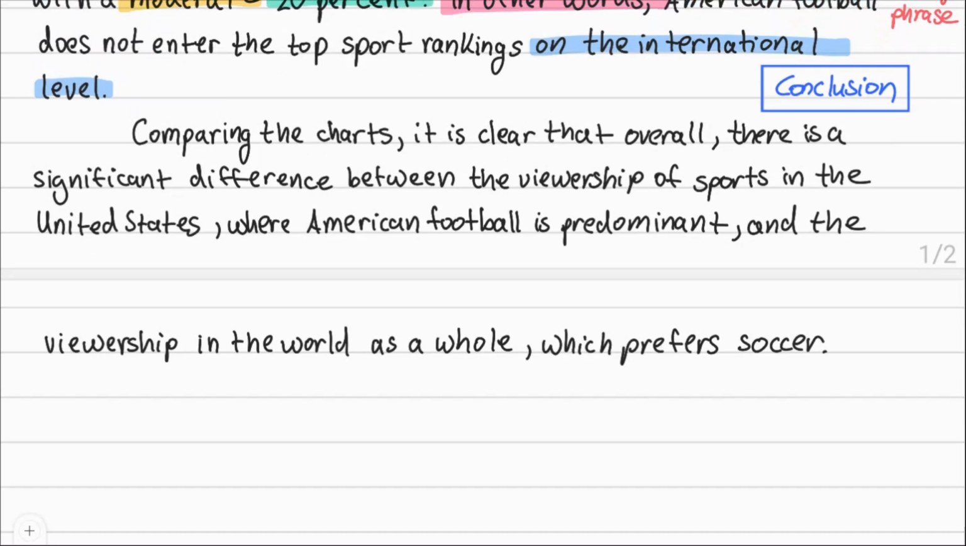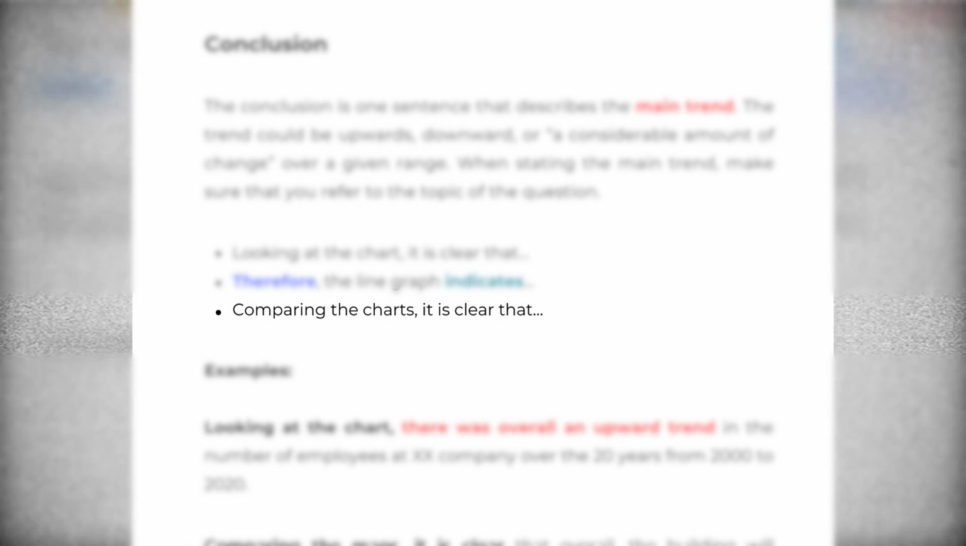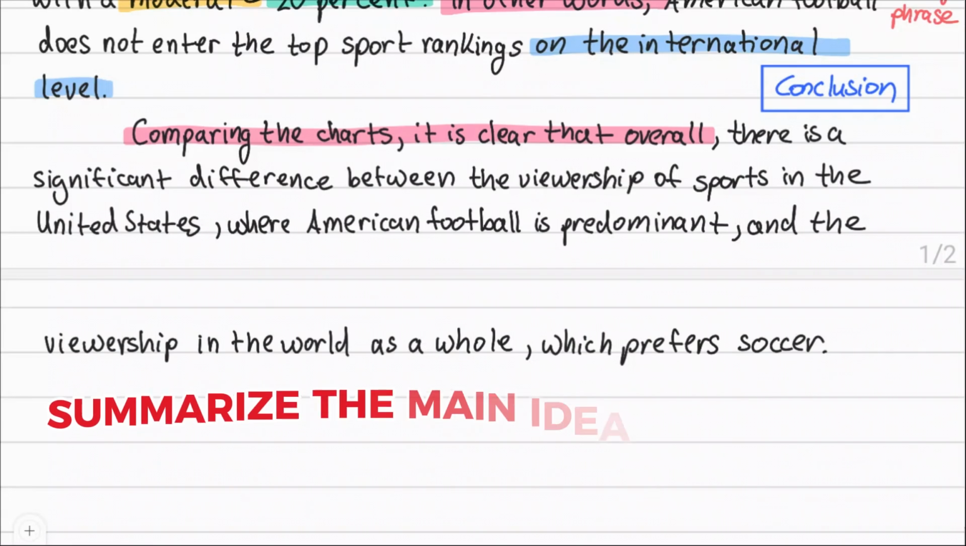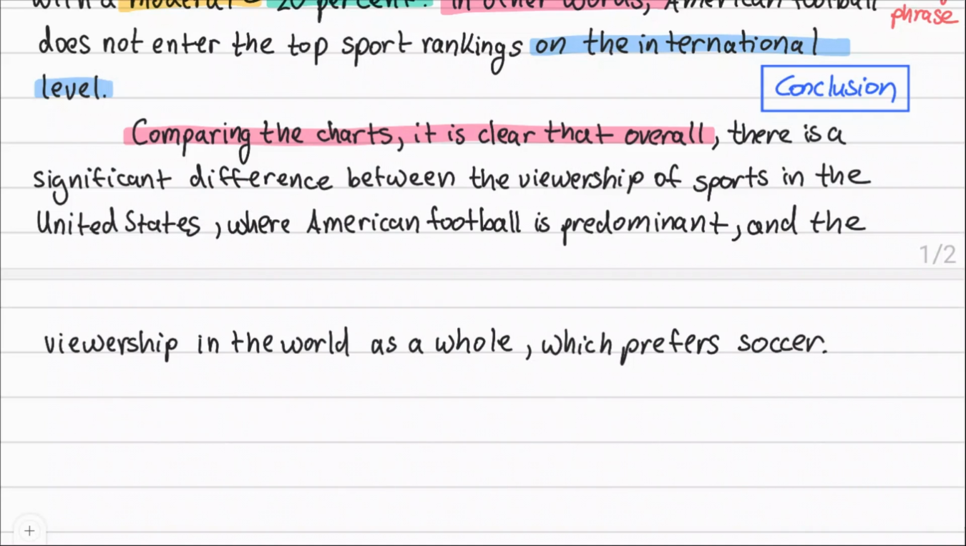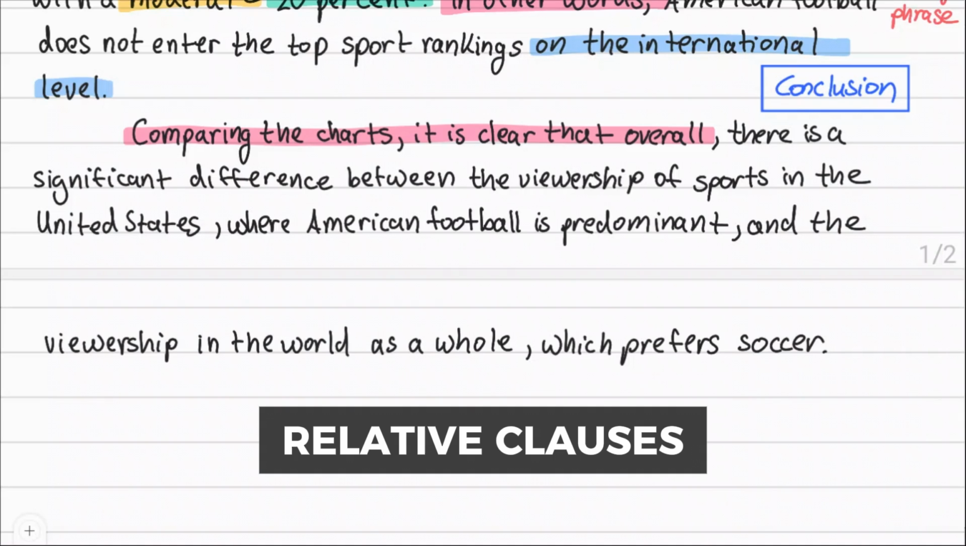This one is easy to write because I use a sentence starter from my template: "Comparing the charts, it is clear that overall." All you have to do is summarize the main idea you talked about. Here, this is the difference between the largest percentage in the whole world and in the US. I use two relative clauses, "where American football is predominant" and "which prefers soccer."